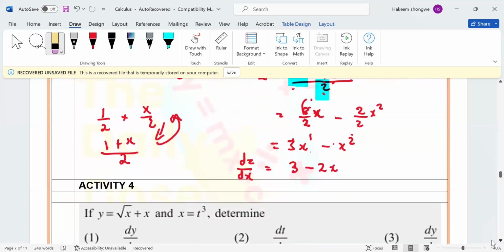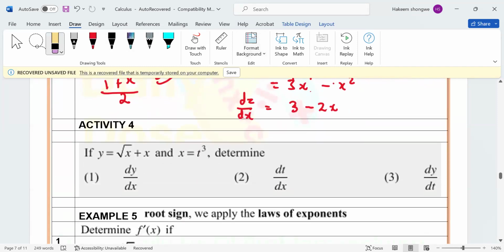Then we go to activity number 4, which is the last activity of the day.